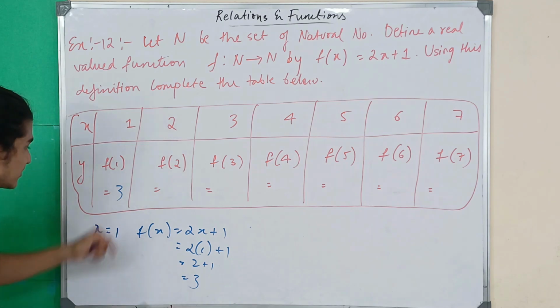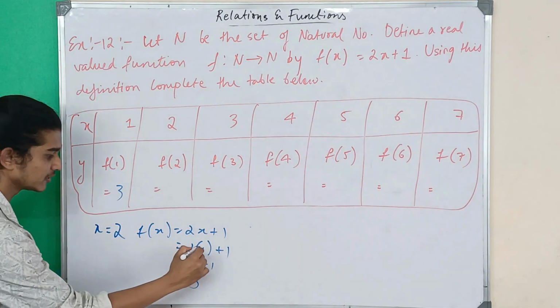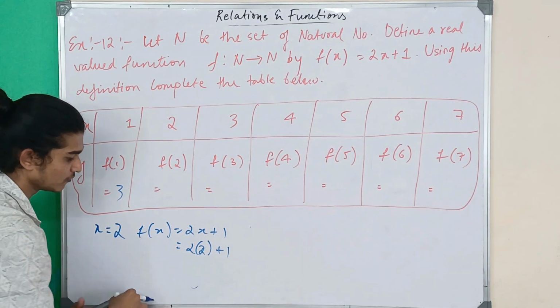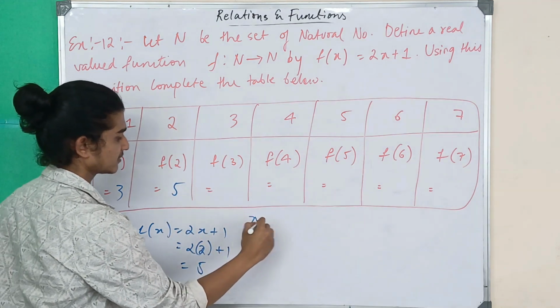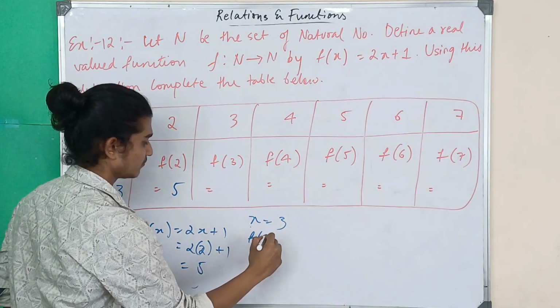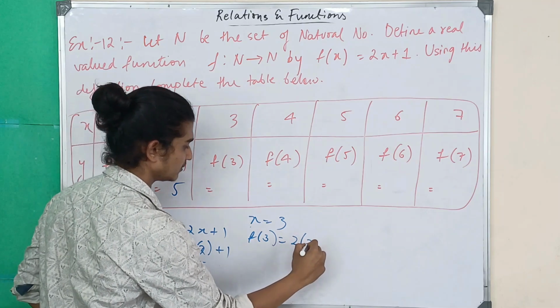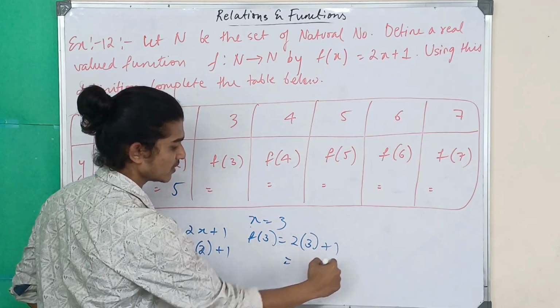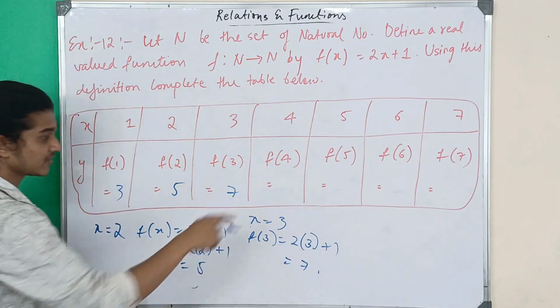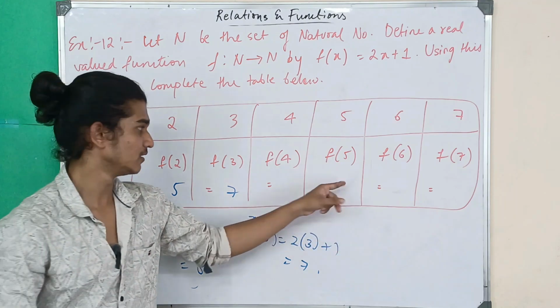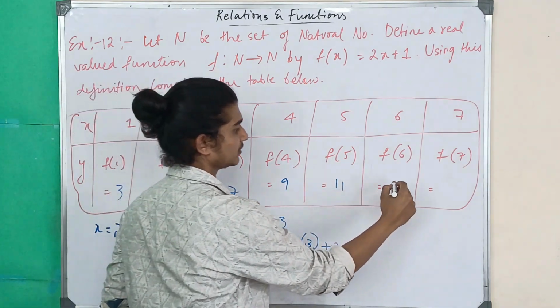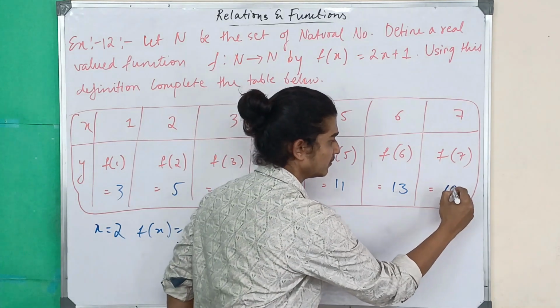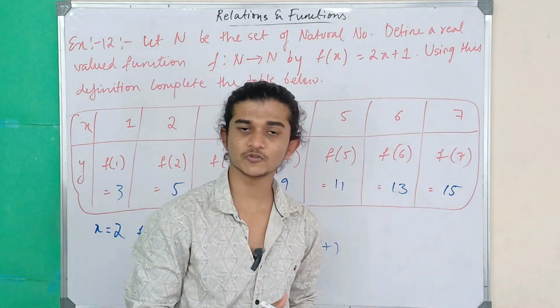The next one is x equal to 2. Put x equal to 2, so 2 twos are 4, 4 plus 1 is 5. So this is 5. Then x equal to 3: f of 3 equal to 2 into 3 plus 1, so 6 plus 1, 7. In the exact same way, try to solve the rest of the problems. The answer for this is going to be 9, this is going to be 11, this is going to be 13, and the answer for the last one is going to be 15. So this was all about the example.